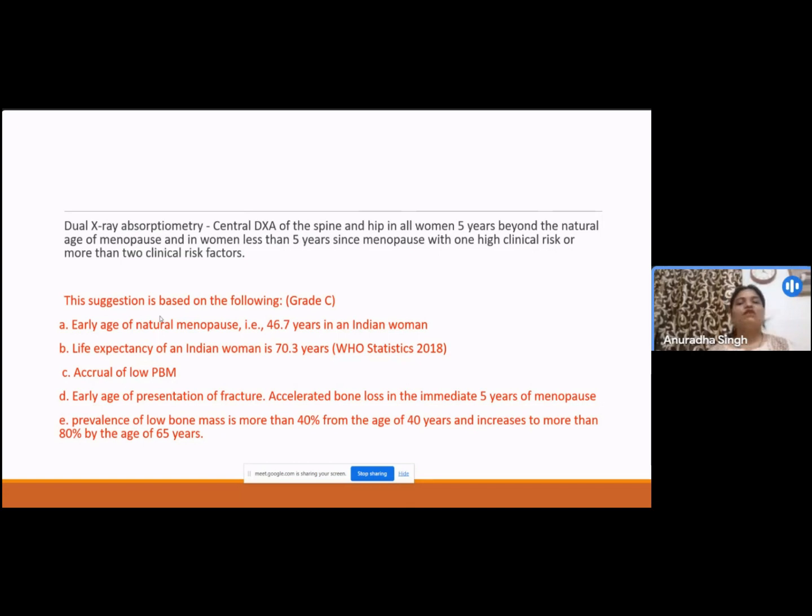Now, when we talk of the DEXA scan, it is a central or a peripheral DEXA scan. It is dual X-ray absorptiometry, which is called a DEXA scan, and the central DEXA scan of the spine and hip is done in all women 5 years beyond the natural age of menopause, and in women who are less than 5 years but have certain high risk factors. These guidelines are based on certain facts: we have an early age of menopause, the life expectancy is increasing, we have a low peak bone mass, and we have an early age at presentation of these trivial fractures.